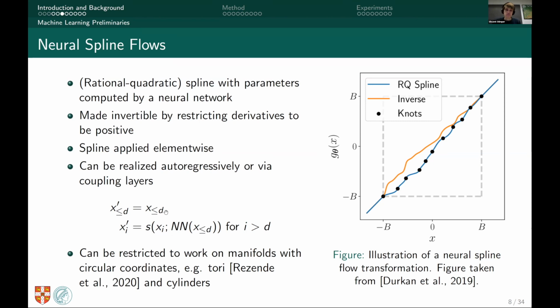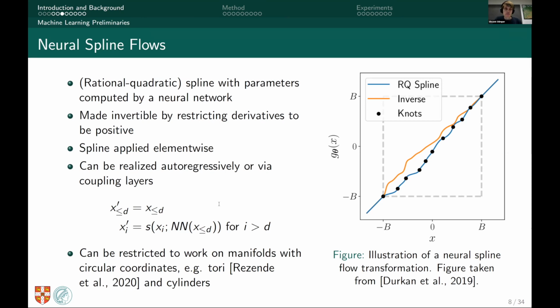transformation. And the nice thing about this new spline flow, which is why we are also using it, is that it can also be restricted to work on different manifolds, such as with circular coordinates, as you would find them, for instance, on tori or also the cylinder surface.